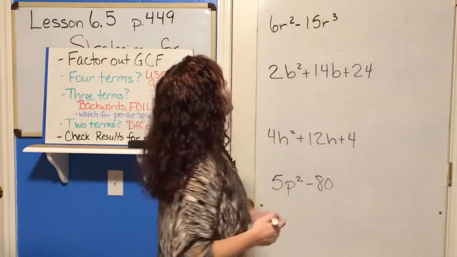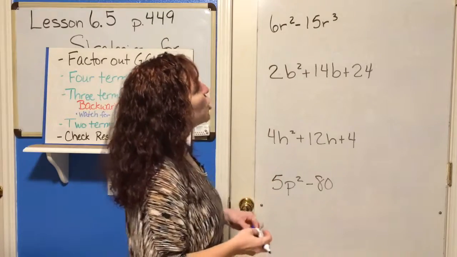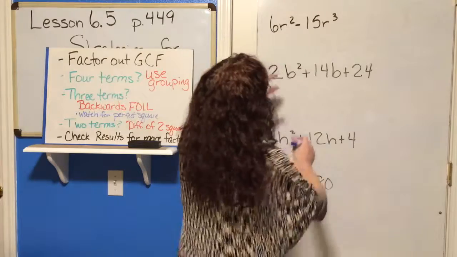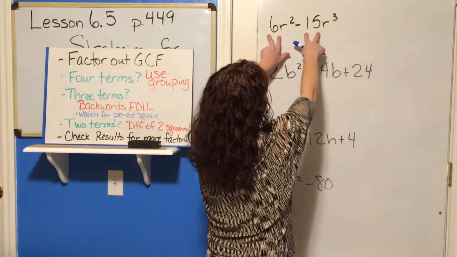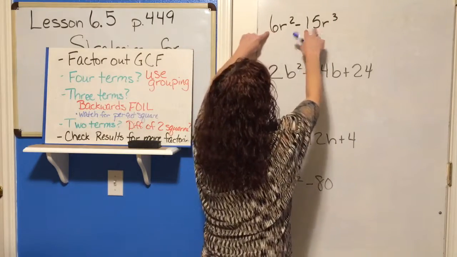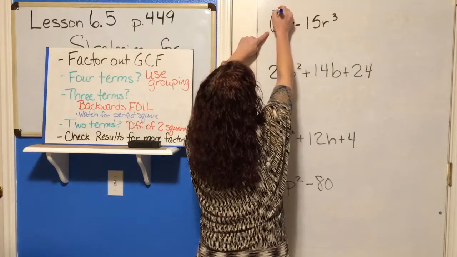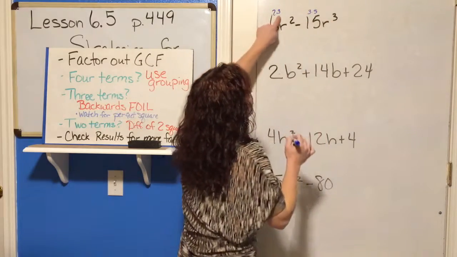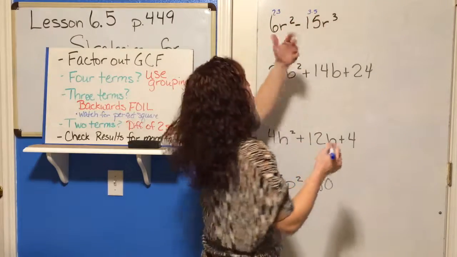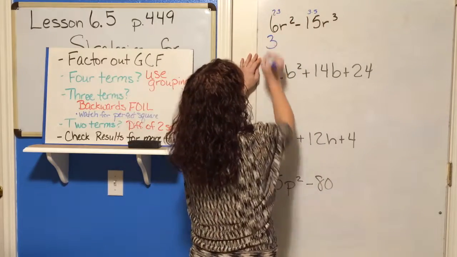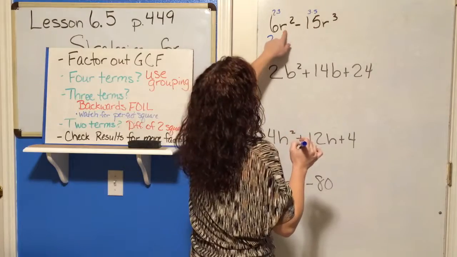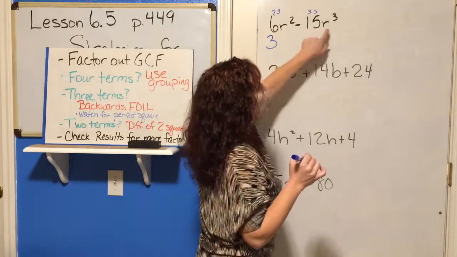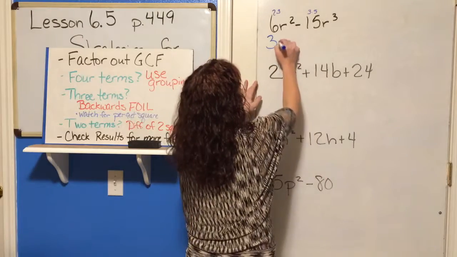All right, 6r squared minus 15r cubed. Step 1 is to see, is there a GCF? I can look at my constants. 6 I know is 2 times 3, and 15 is 3 times 5. And so they do have the 3 in common. So I can pull out a 3. And we've got r squared and r to the 3rd. So there's 2 r's in both of those. So I can pull out an r squared.